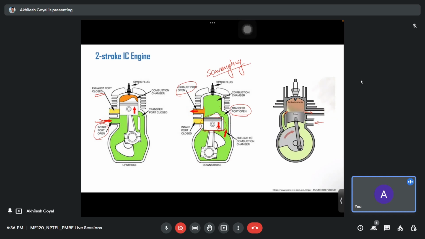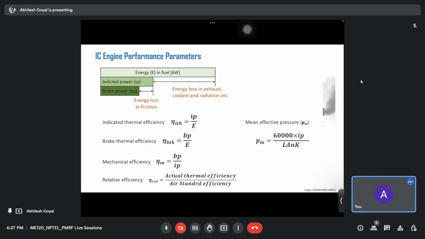And one more difference in these engines is, as we are getting one power stroke per rotation of the crankshaft in a two-stroke engine, these engines need more cooling than the four-stroke engines. Okay, so these are some basic differences you have already studied in those videos by Professor Niranjan. This was the basic recap of all those concepts you have already studied.